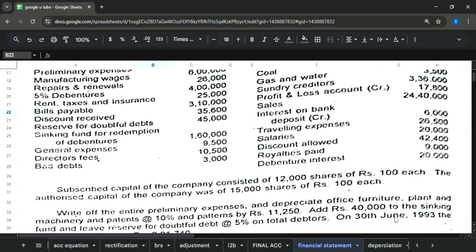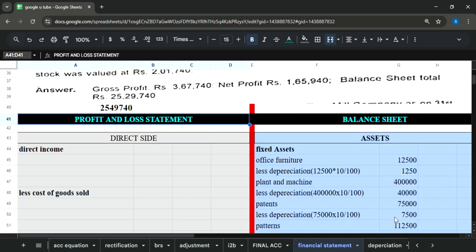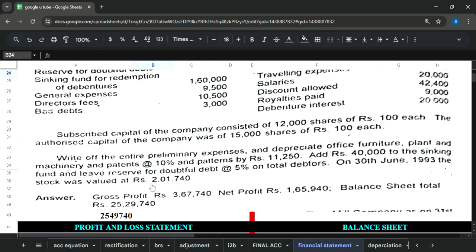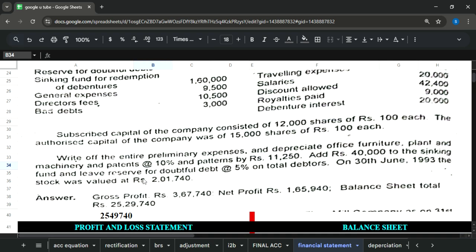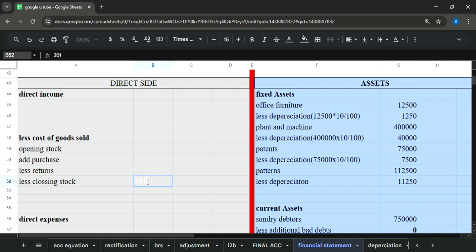Next, on 30th June '93, stock was 201,740. 30th June stock is closing stock. So you will come to the cost of goods sold statement. Here you will mention opening stock, then you will add purchases, then you will subtract its returns, then you will subtract its closing stock. This is mentioned over here. Amount is 201,740. First we will be writing 201,740 as closing stock over here.